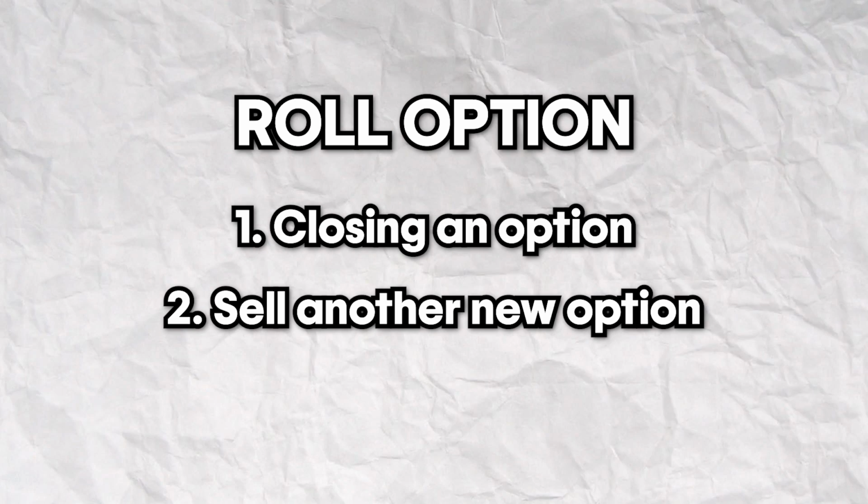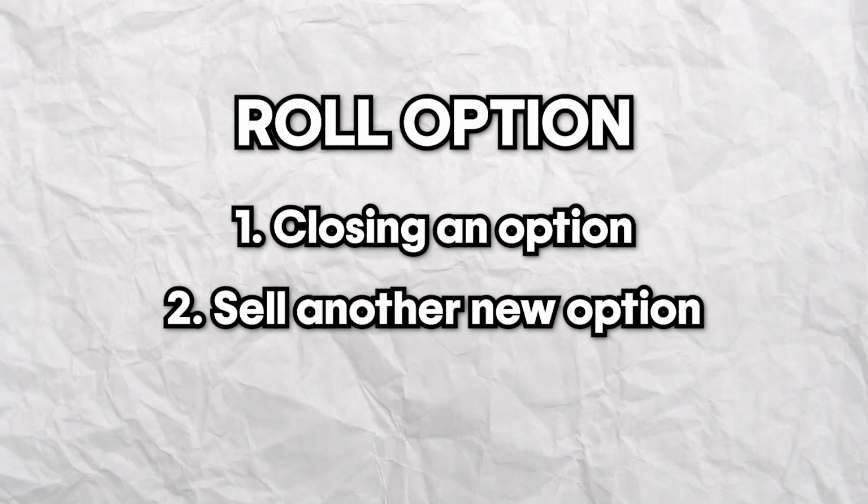Besides closing an option, there's one more thing you can do, and that is roll option. Rolling an option is just a fancy way of saying buying back to close an option, then selling another new option. It's just a shortcut way of doing things. There's no way to roll an option in the web platform, so I will just show you how to do that in the mobile app.